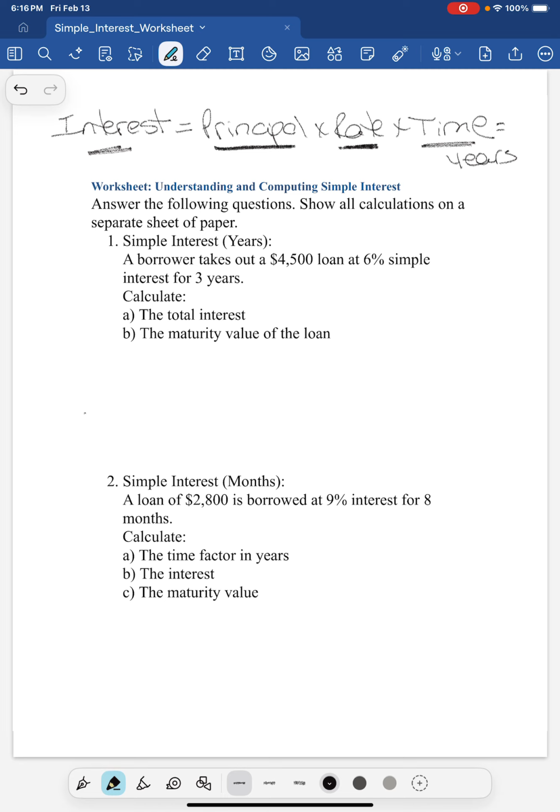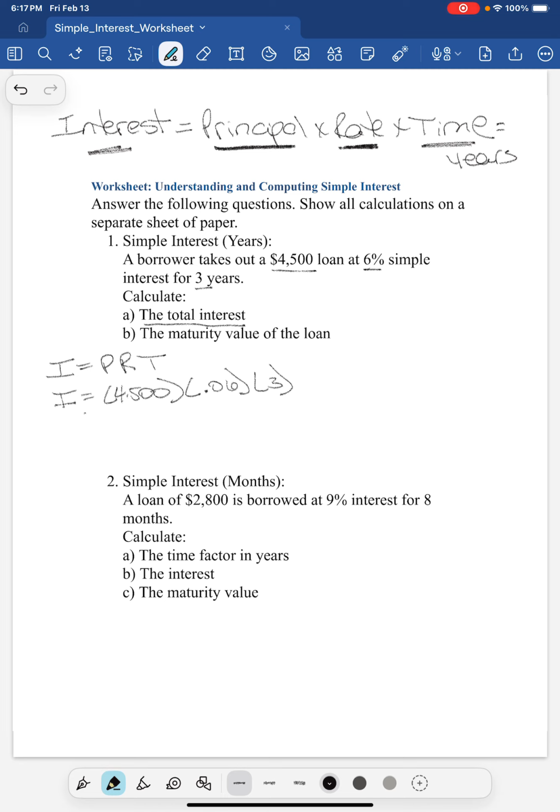Okay, this first one is very simple. It says a borrower takes out a $4,500 loan at 6% simple interest for 3 years. And we need the total interest that is going to be owed on this $4,500. And we already know that interest equals principal times rate times time. So in this case, interest is equal to the $4,500 principal times the 6% interest. Don't forget to move your decimal, for 3 years, okay?